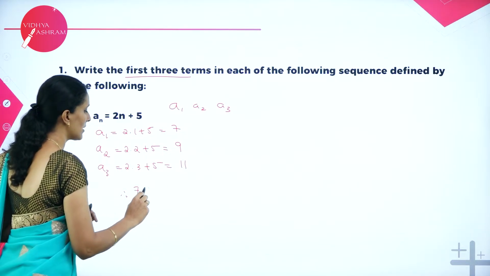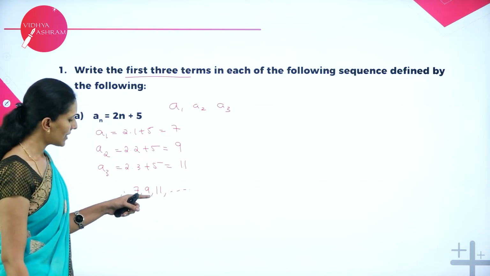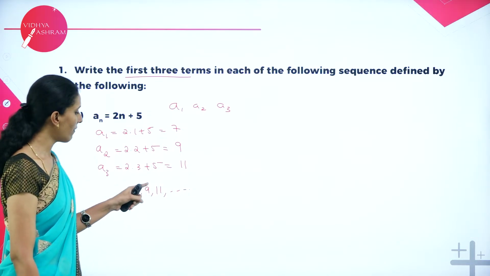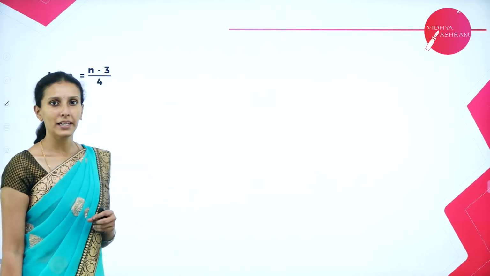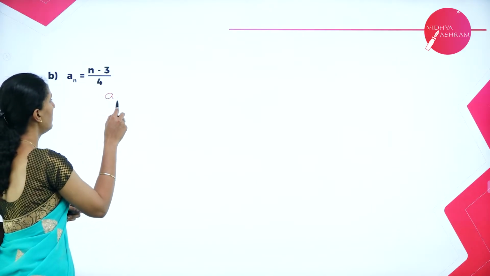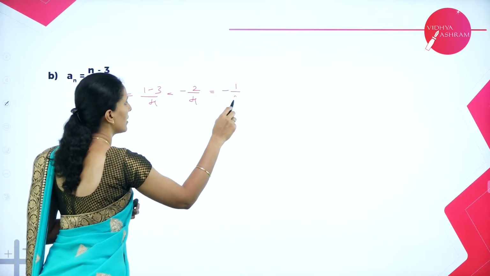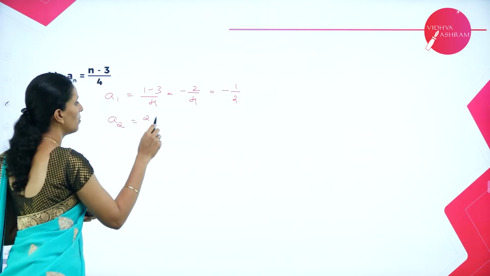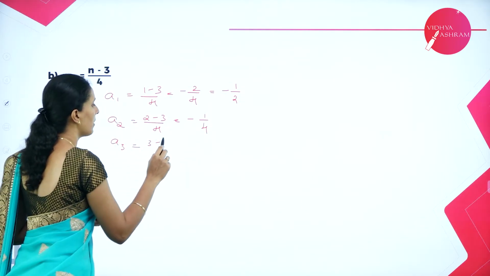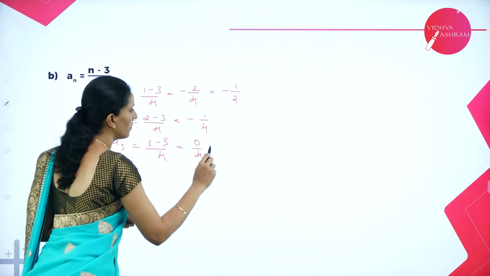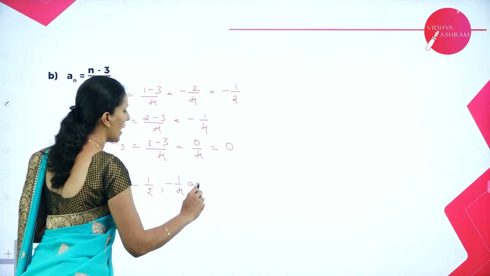So therefore, the sequence will be of this form: 7, 9, 11. So clearly you can observe this is an example for arithmetic progression because you have a common difference of 2 between two terms. Next, an is equal to n minus 3 by 4. Let's see now. a1, 1 minus 3 by 4, which is minus 2 by 4, which is equal to minus half. a2, 2 minus 3 by 4, which is equal to minus 1 by 4. a3, 3 minus 3 by 4, which is 0 by 4, which is equal to 0. So therefore, the first three terms are minus half, minus 1 by 4 and 0.